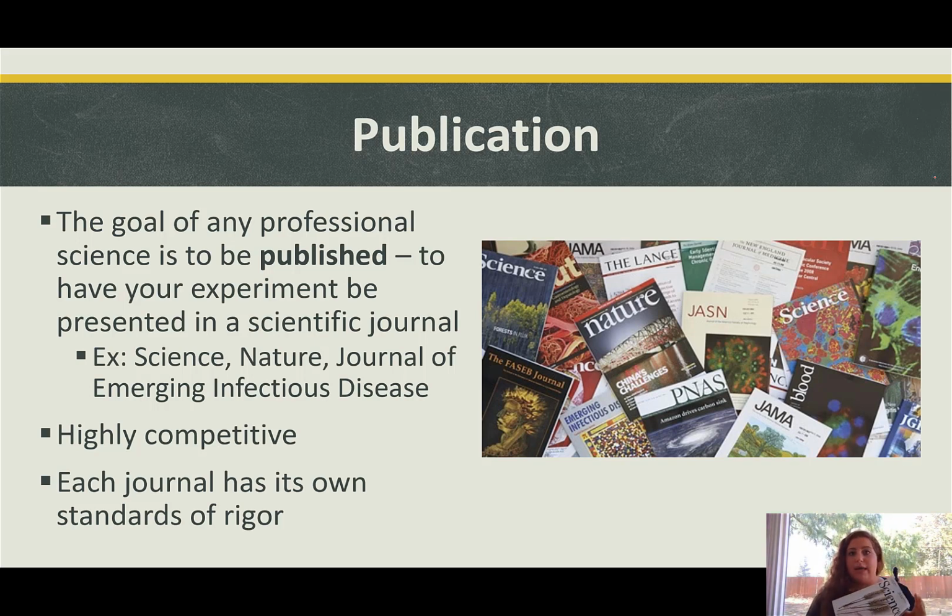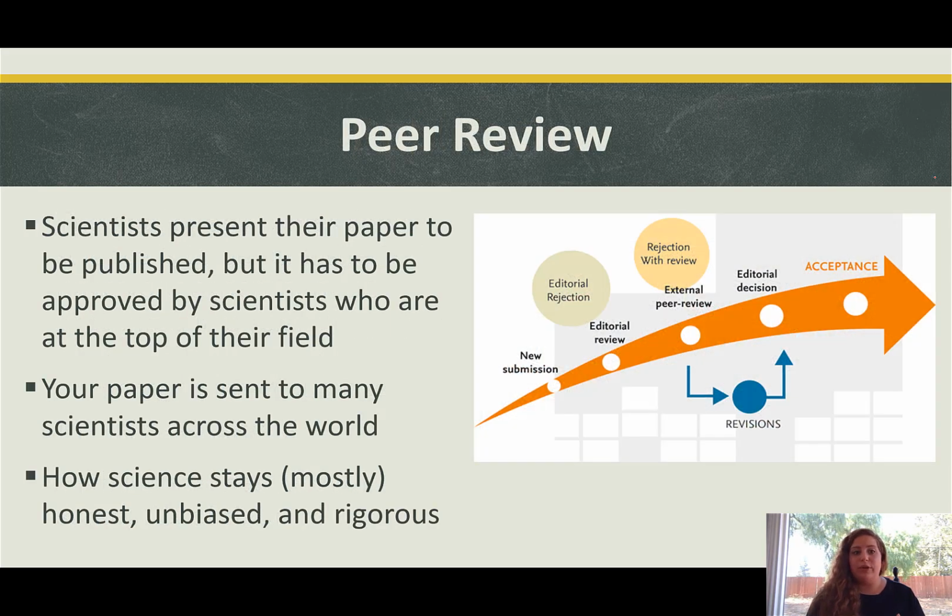It's incredibly competitive to get published in a journal, especially ones like Nature and Science. They're kind of like the cream of the crop. Each journal has its own standards of what they accept. Science and Nature tend to have pretty high standards. They want your work to be really good. And part of that is something that we call peer review.